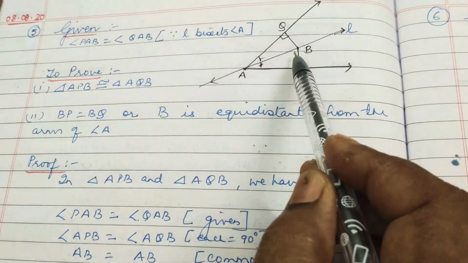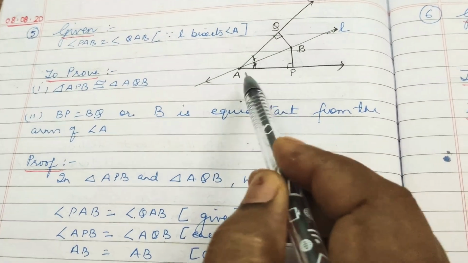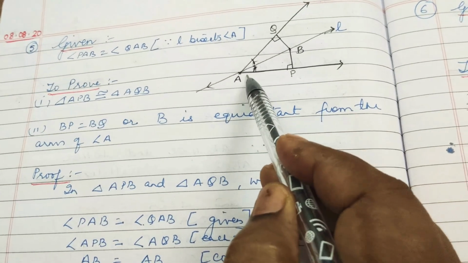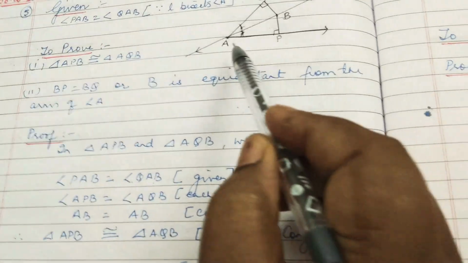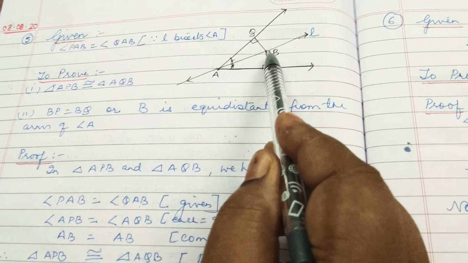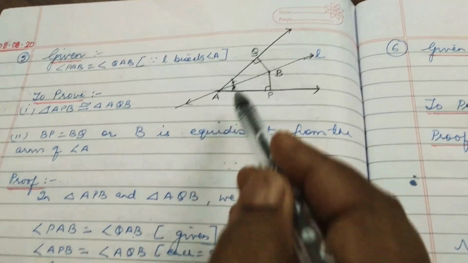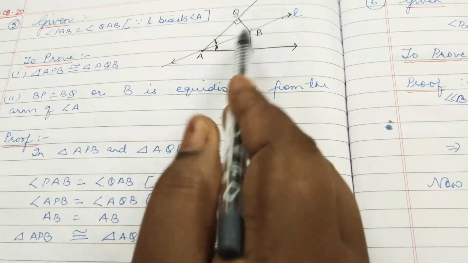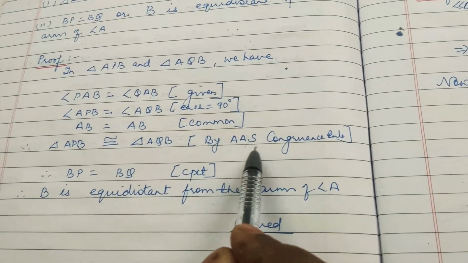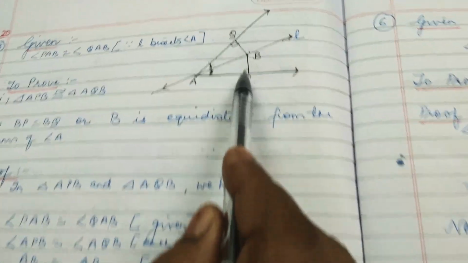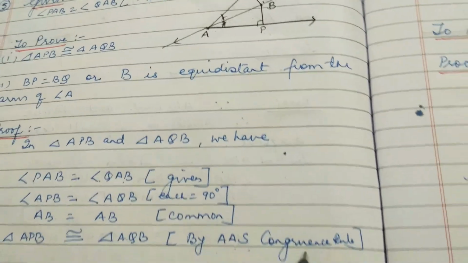Now in triangle APB and triangle AQB, angle PAB, this angle, is equal to this angle. I have just told you that this is the given part because L bisects angle A. So angle PAB equals angle QAB, given. Angle APB and angle AQB are also equal because both are equal to 90 degrees. And AB equals AB, common. Therefore, the two triangles are congruent by AAS congruency rule. How AAS? You can see here angle, angle and side. So, the two triangles are congruent by AAS congruency rule.